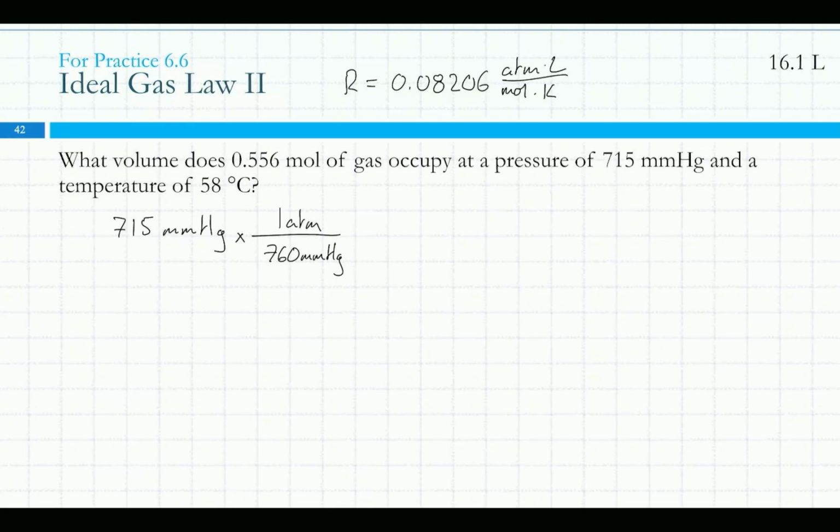715 divided by 760 is going to be 0.940789. I'm writing out too many decimals here because we want to have those extra decimals when we do the rest of the problem, so we don't get rounding errors. But what else do I need to convert? Celsius into Kelvin. So we add 273.15. That's 331.15 Kelvin. And now we can do PV equals nRT.